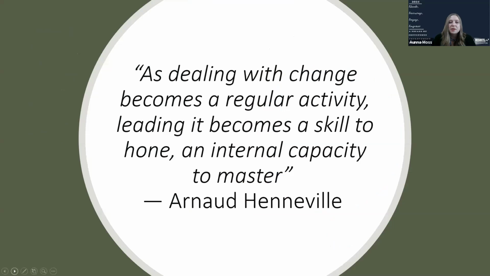All right, and so if everyone can just take a moment and read the quote on the slide by Arnaud Henneville. And you may be wondering why we included this quote as part of our presentation today. And the reason is that as Lenore and I were developing our content for today's presentation, we both came across this quote and we both really gravitated to it. And the reason is that it's so applicable to our world today, and it's really so true.